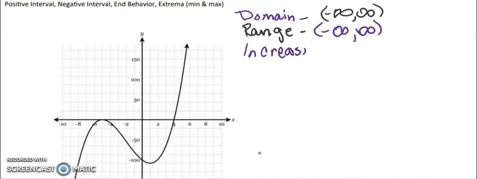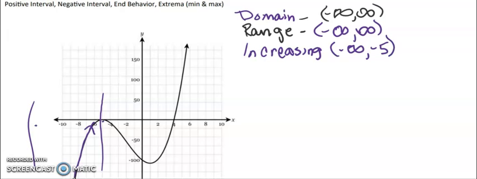Okay? Now, let's talk about increasing intervals. We want to see where is the graph increasing. Where is it moving up or down? So, if we start left to right, the graph is going upward in this area. And we look along the x in which that occurs. So, from negative infinity until we get right here at negative 5, that graph is moving in an upward motion.